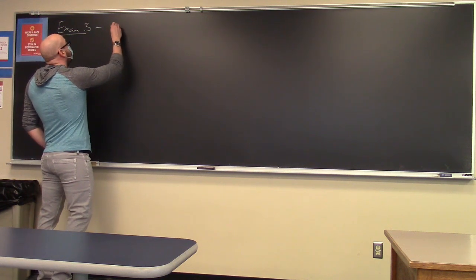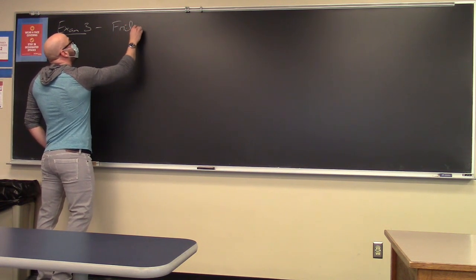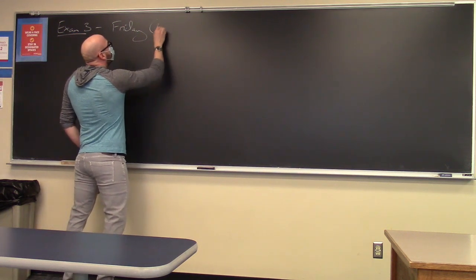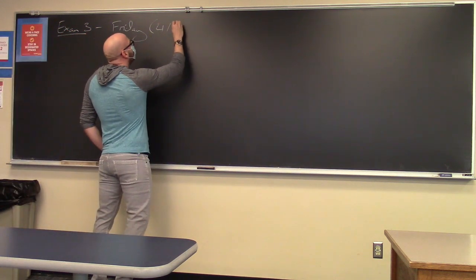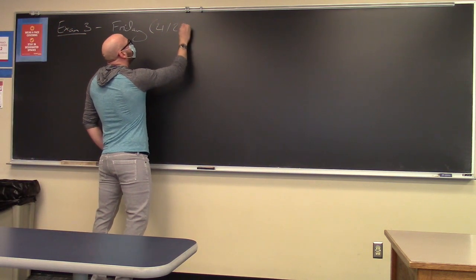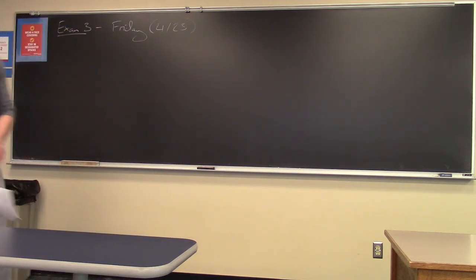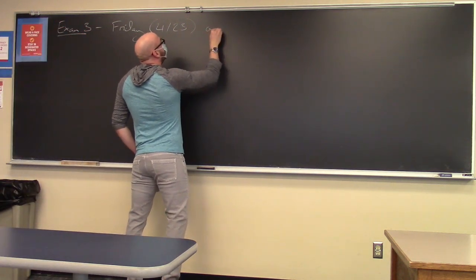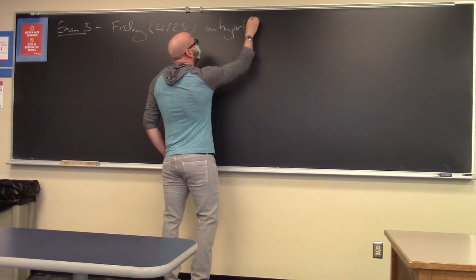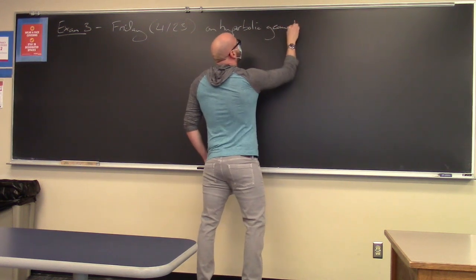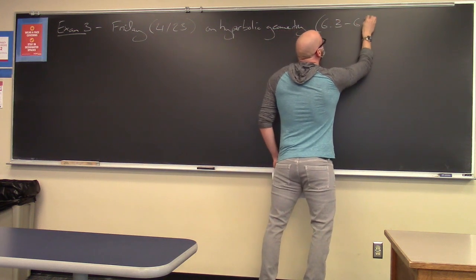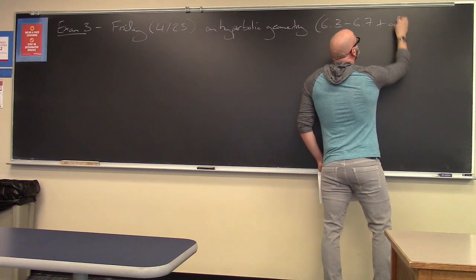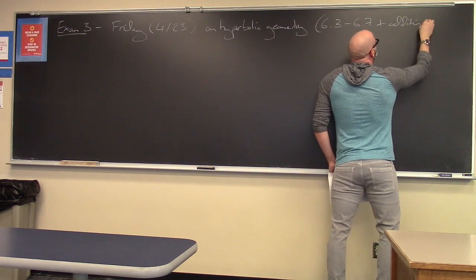It's of course Friday of this week. What's today's date? The 19th, so that makes Friday the 23rd. And it covers hyperbolic geometry. So this is 6.3 through 6.7 plus all the additional stuff we talked about.